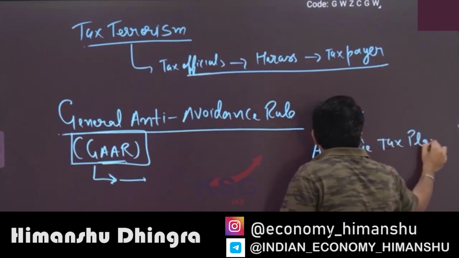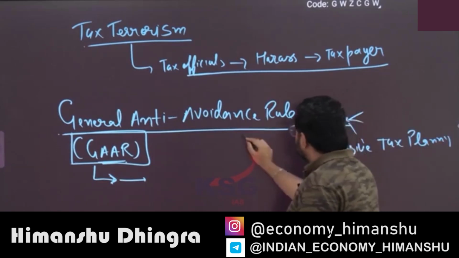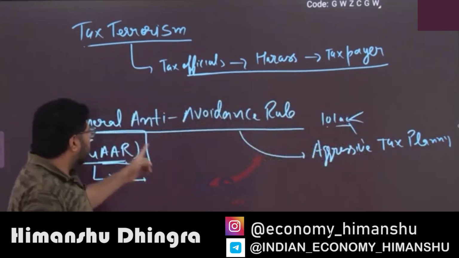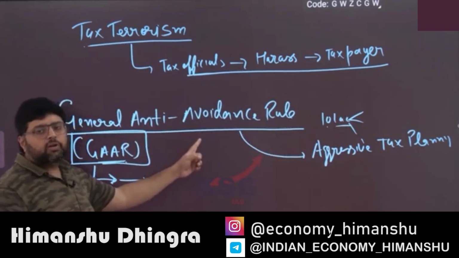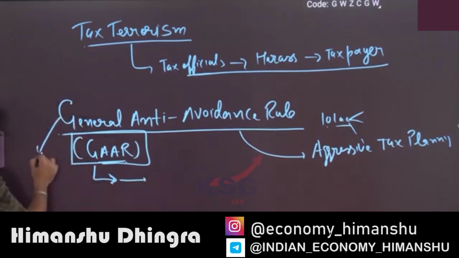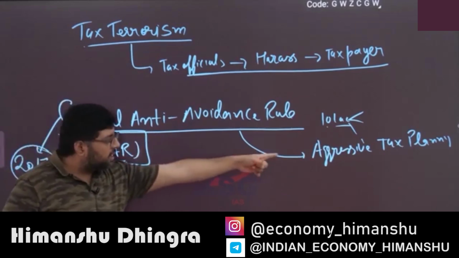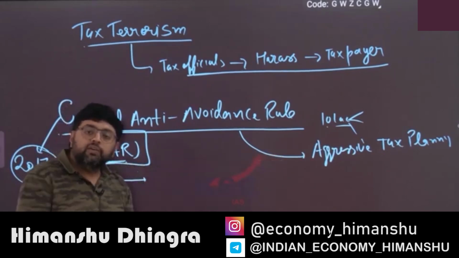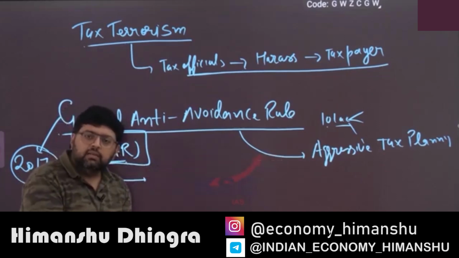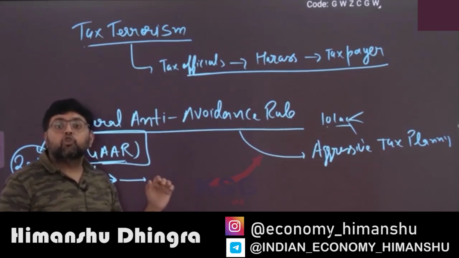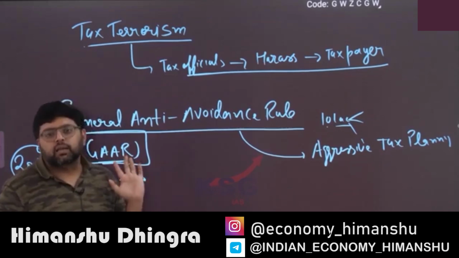In order to stop this aggressive tax planning, the Government of India came out with GAR rules in 2017. The objective of these rules is to stop aggressive tax planning. But what we have seen is that in these rules, the government has not defined what aggressive tax planning is.